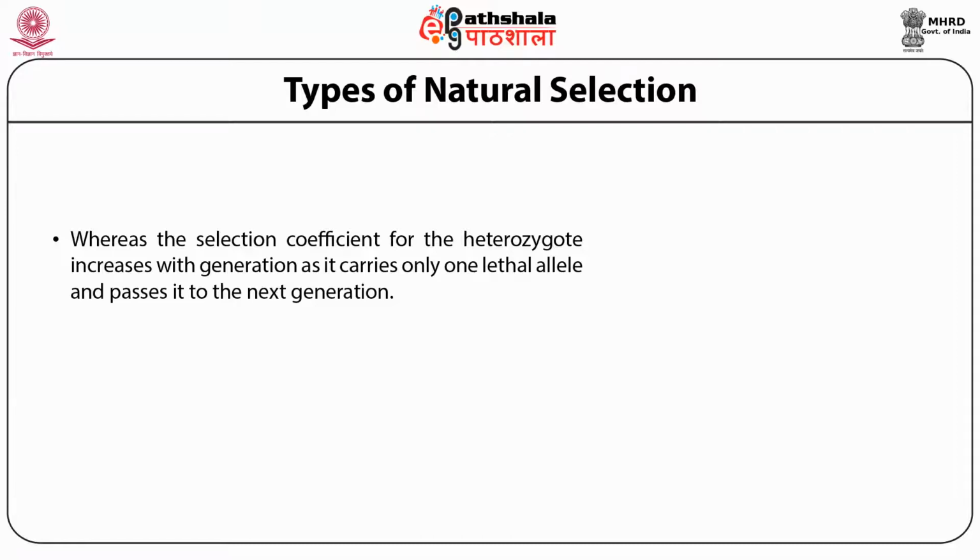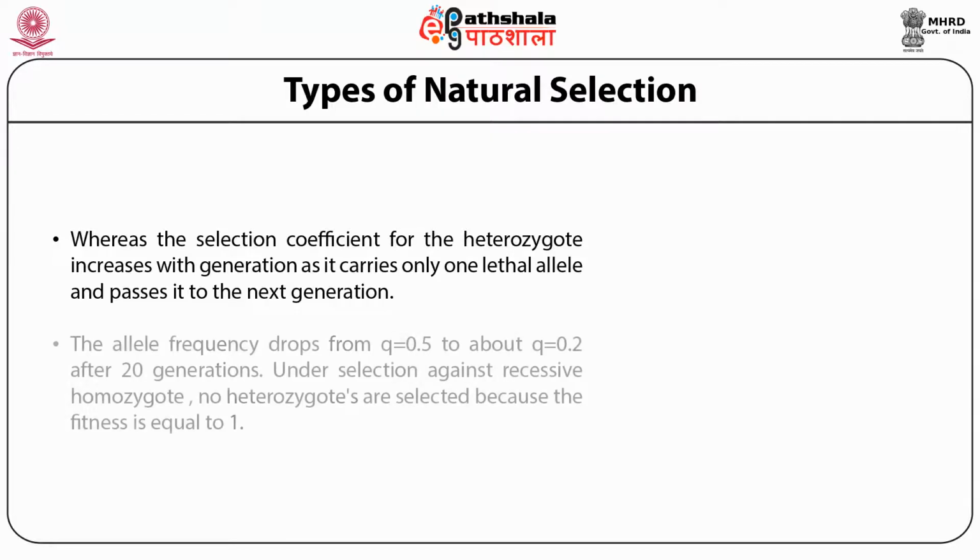to the next generation, the allele frequency drops from q equal to 0.5 to about q equal to 0.2 after 20 generations. After selection against the recessive homozygote, no heterozygotes are selected because the fitness is equal to 1, as illustrated by this graph.